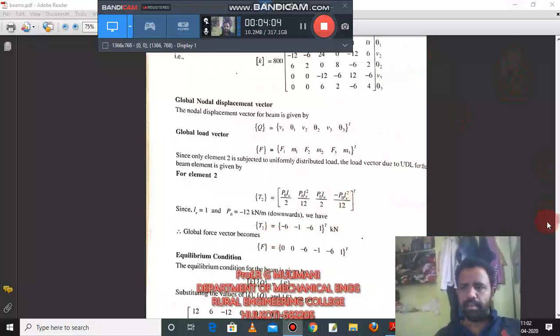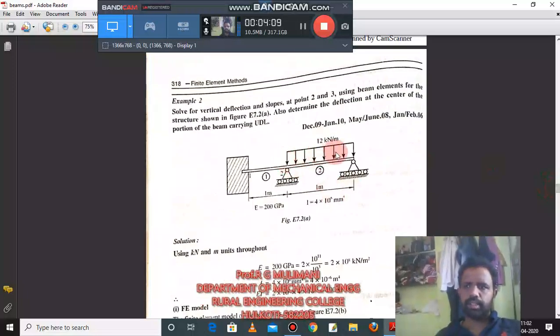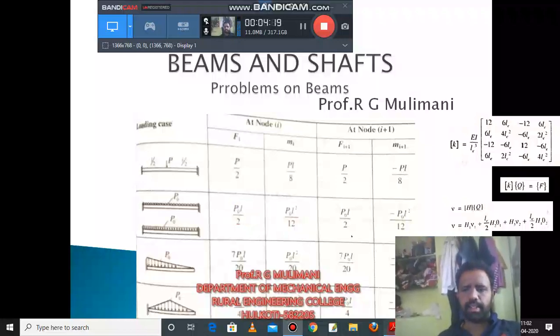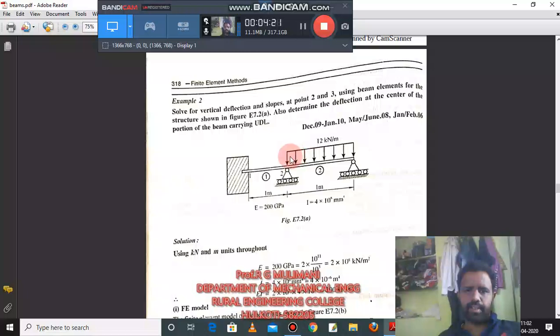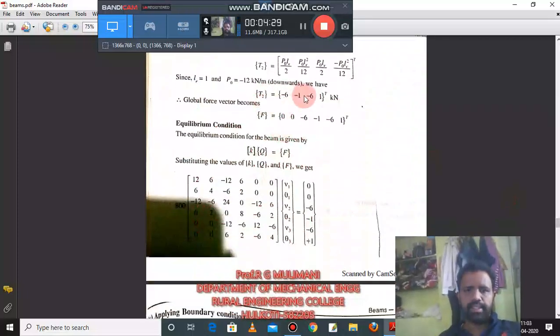And element 2 is subjected to UDL. How to find forces for UDL? You already know, P naught L by 2, where P naught is the intensity of loading and L is the length of the element. By this you find the force and moment at node 2 and node 3. This is the force vector 2. Then this is the global force vector. You place all this in the form KQ is equal to F.